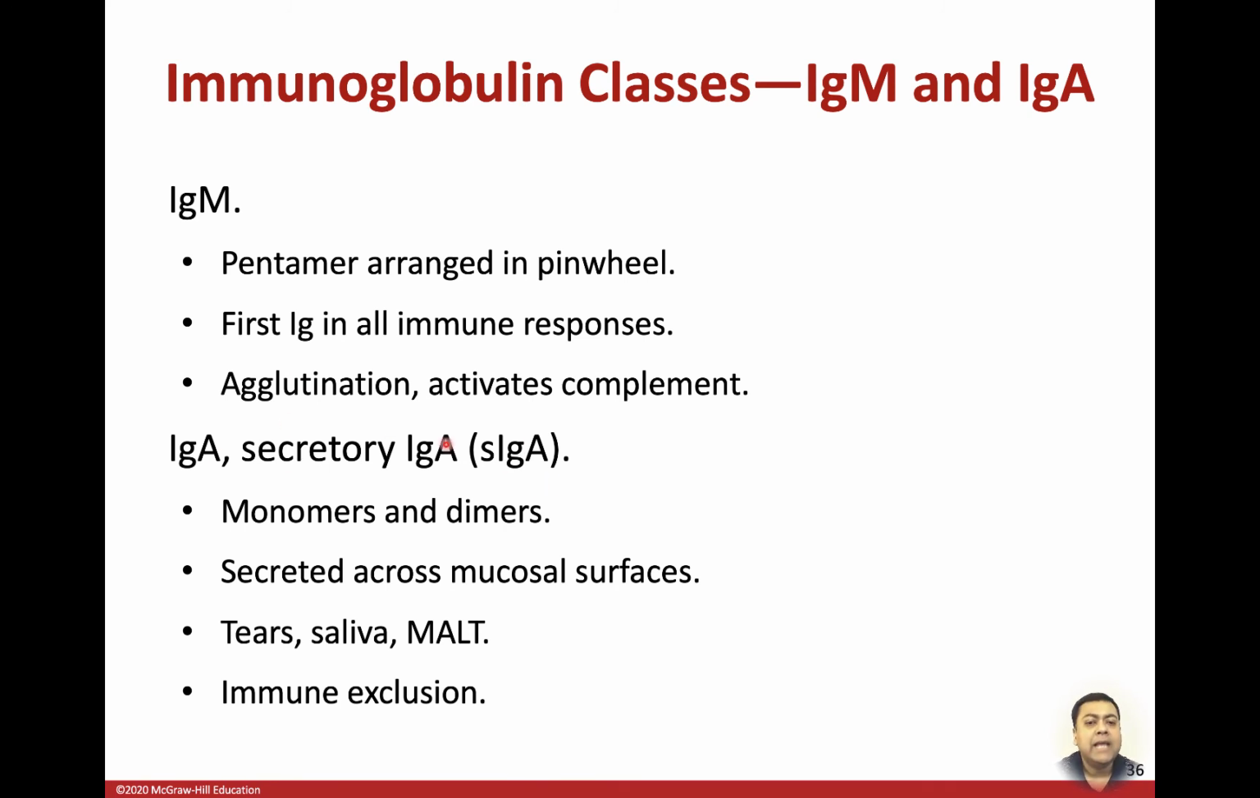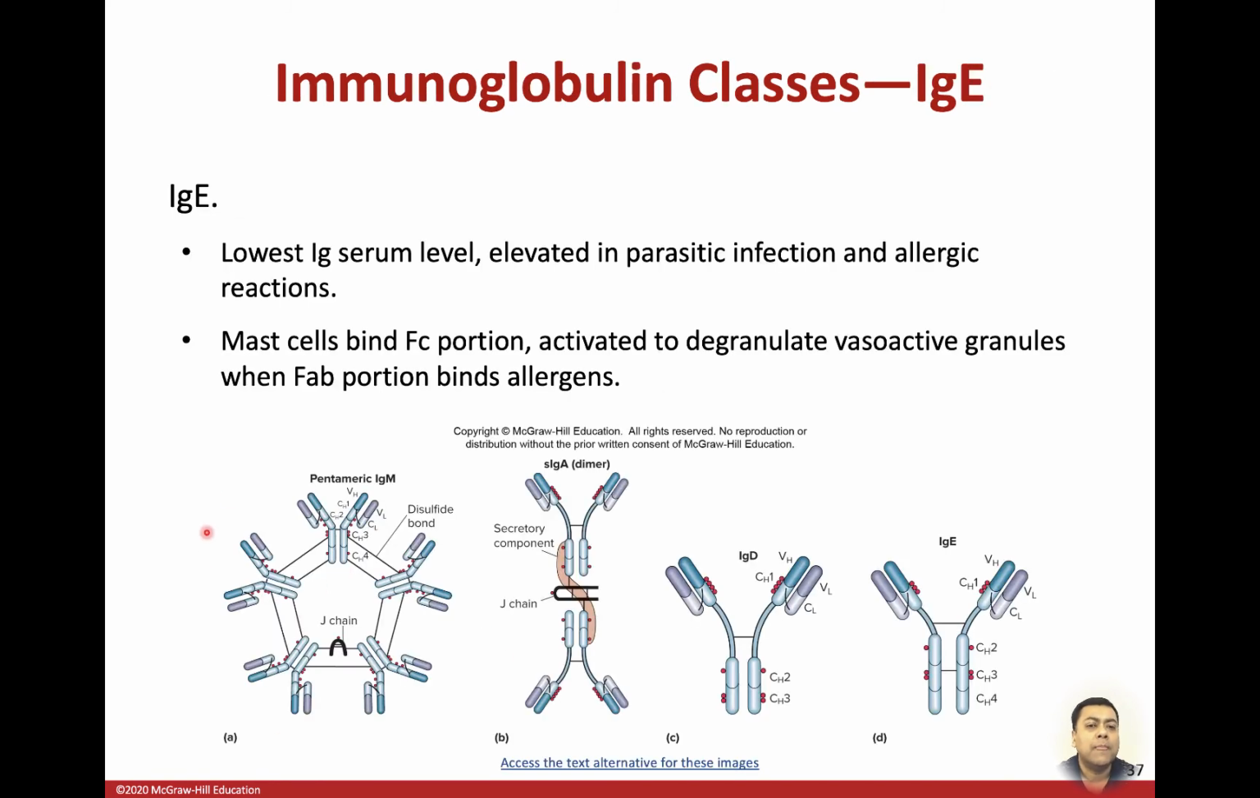And then IgA is the secretory IgA. They are monomers, and two monomers form a dimer. So one IgA molecule will have two individual monomers forming a dimer, secreted across the mucosal surface. They are present in your tears, saliva, and the mucosa-associated lymphoid tissue, and help in immune exclusion as well. So just an overview of that, and we're going to come back.